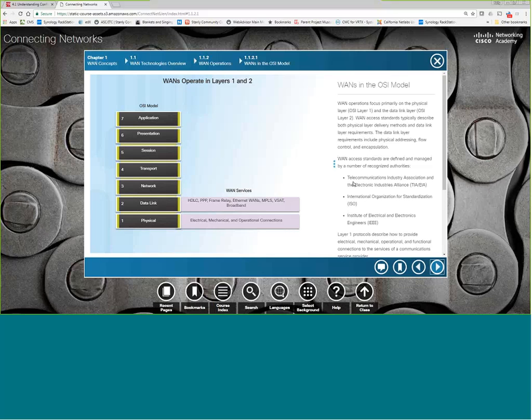They're electrical signals, how things move across a physical component, or they're layer 2 services or layer 2 protocols, such as HDLC, which is high-level data link control, which is the default layer 2 protocol on Cisco serial links. PPP, point-to-point protocol, which is a layer 2 protocol. Frame relay, Ethernet, also layer 2. Ethernet WANs, MPLS, VSAT, and broadband. All of these are layer 2 services. So DSL and cable modems are layer 2 services.